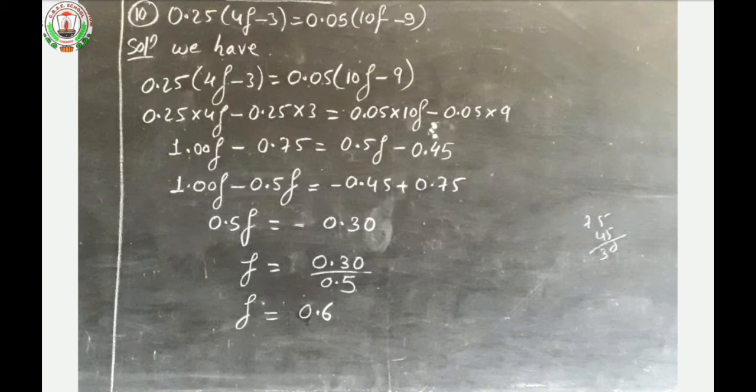So, after multiplying the equation we are getting 1.00f minus 0.75 equals 0.5f minus 0.45. Now we are going to transpose the variable terms to one side and the non-variable terms, that is the constant terms, to the other side. So, what is the variable term we are having? That is 1.00f minus 0.5f.